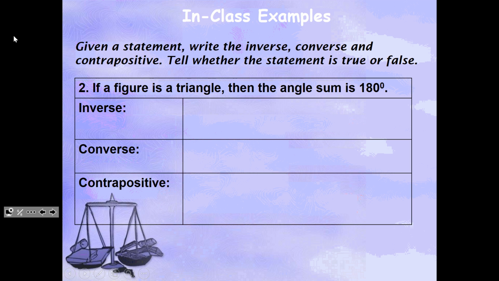All right, let's look at another example. So this one, our conditional statement is if a figure is a triangle, then the angle sum is 180 degrees. So first we're going to write our inverse. Okay, what does inverse mean? Not. So I'm going to just add in the not. So how would that sentence read?